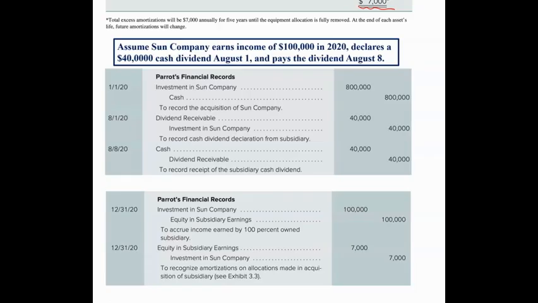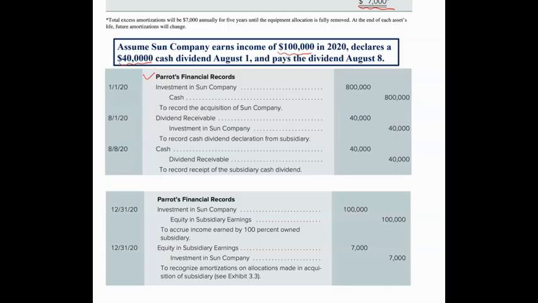Next, let me give you some more information related to this acquisition. After acquisition, in the following year, assume the subsidiary earned 100,000. This is the net income reported by the subsidiary, and a 40,000 dividend was also declared and paid by the subsidiary on August 1st and August 8th. So when the subsidiary has that income and declares and pays dividends, with the equity method, the parent company is going to record it on its books.